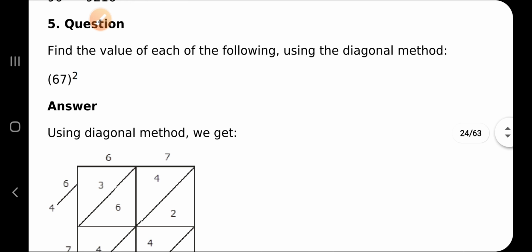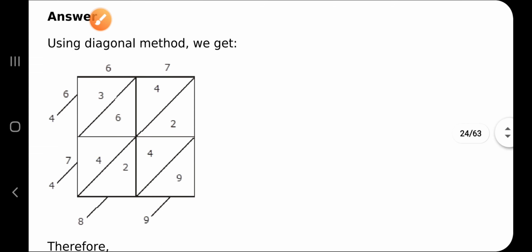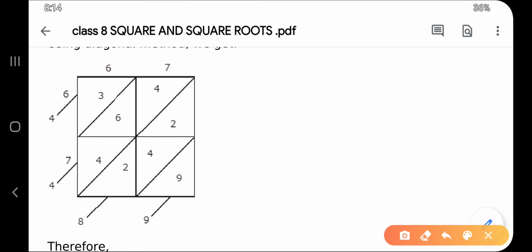Now the next method, which is the diagonal method. We have to find the square of the number by the diagonal method. This is also very simple. You have to make a square, and you have to convert the square into boxes and then sub boxes. Let's see. In this way you have to make the square.